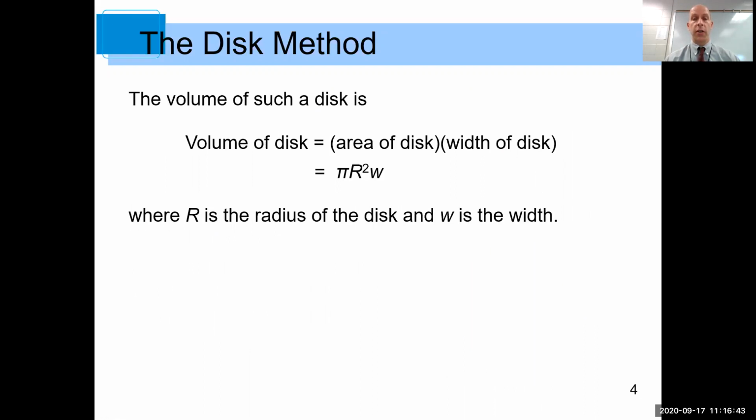The volume of such a disk is related to pi r squared, which is the area formula for a circle, but now we've got a circle that has some width. So it's going to be pi big R squared times the width of the disk, W.